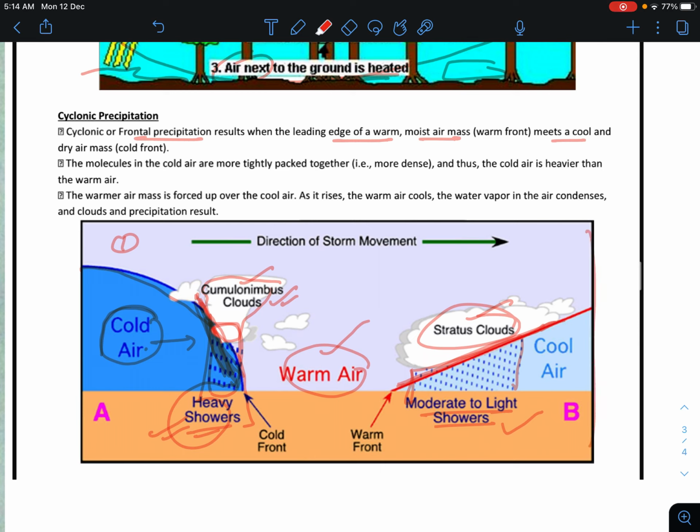The molecules in the cool air are more tightly packed, or you can say it is more dense. The cool air is heavier than the warm air. The warmer air is forced up over the cool air. As it rises, the warm air cools, and the water vapor in the air condenses. Cloud and precipitation result.